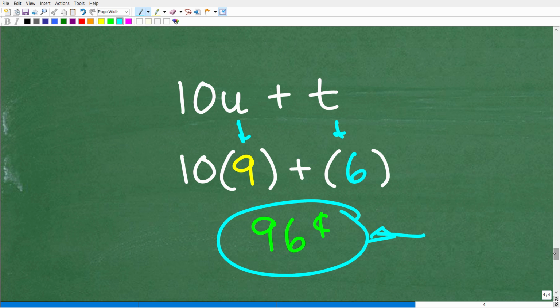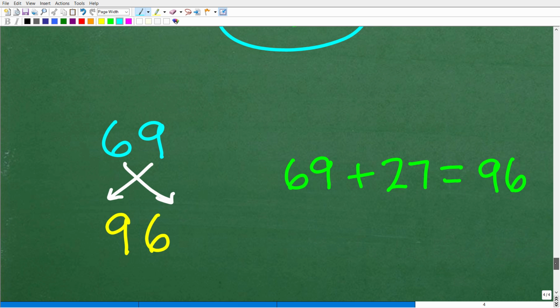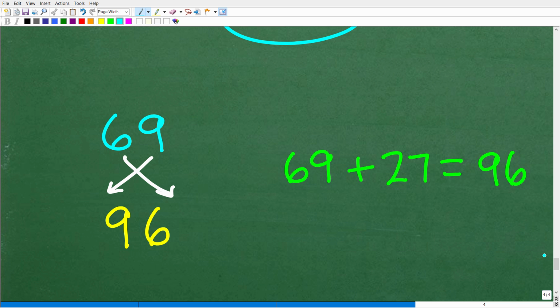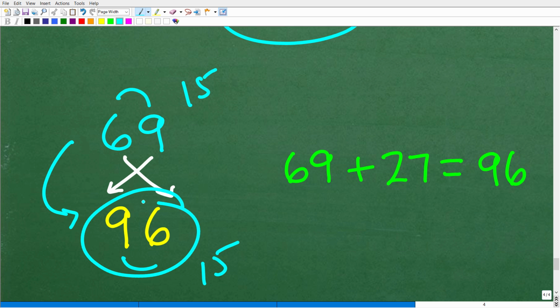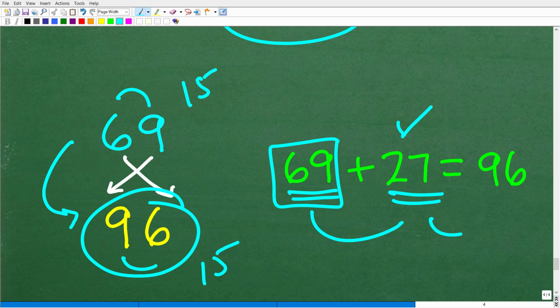Now let's see if this makes sense according to the problem. So the problem says the correct price, which is 69, the digits were reversed. So if I reverse the digits of 69, I'm going to end up with 9 and 6. So that makes sense, okay? Now the sum of the digits is also 15. Well, let's see if that works. So 6 and 9, well, that's 15, and 9 and 6, that's 15. That works as well. And it said that the wrong price is 27 cents more expensive than the original correct price. So if the original correct price is 69 cents and it's 27 cents more expensive, well, 69 plus 27 is 96. So this whole thing works out.